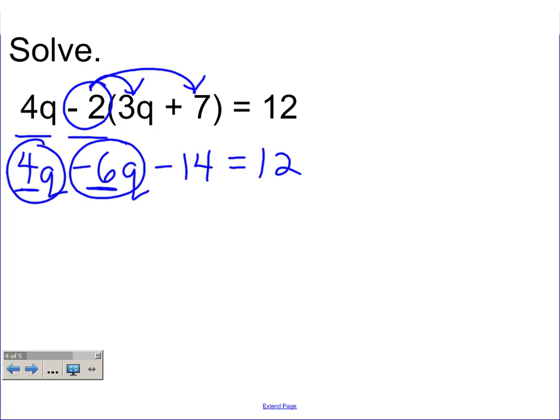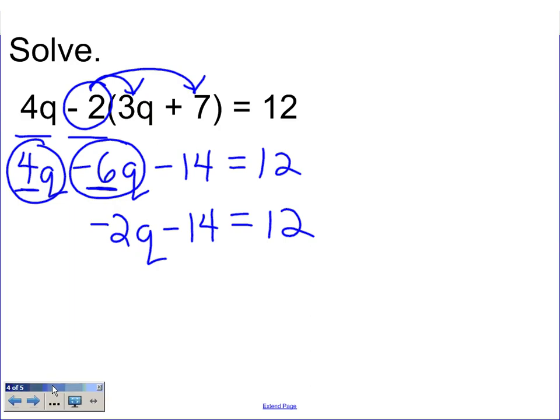So I've got 4 minus 6, which is a -2q. You can just put that in your calculator if you don't know 4 minus 6, and then bring down the -14, line up your equal signs, and we have 12. Your problem should look exactly like mine if you look at your paper right now. Now I can see, guess what? I have 2 terms on the left side of the equation, so that means I'm ready to solve for q.